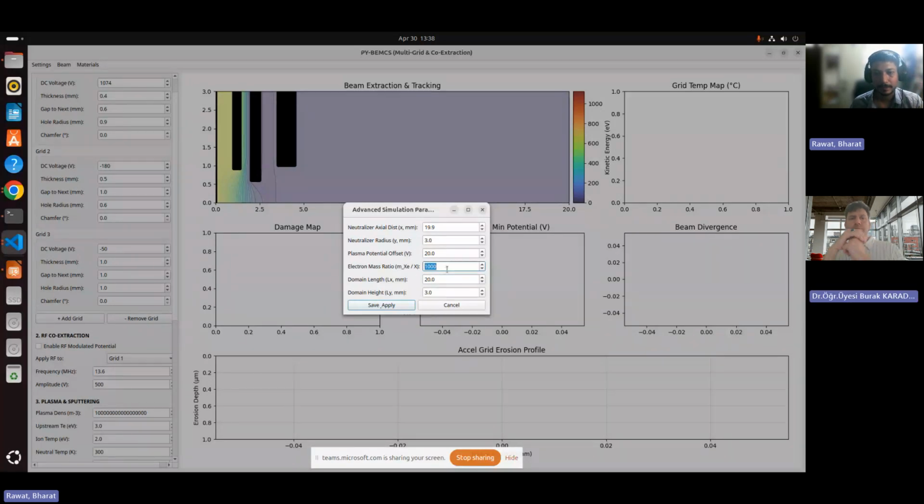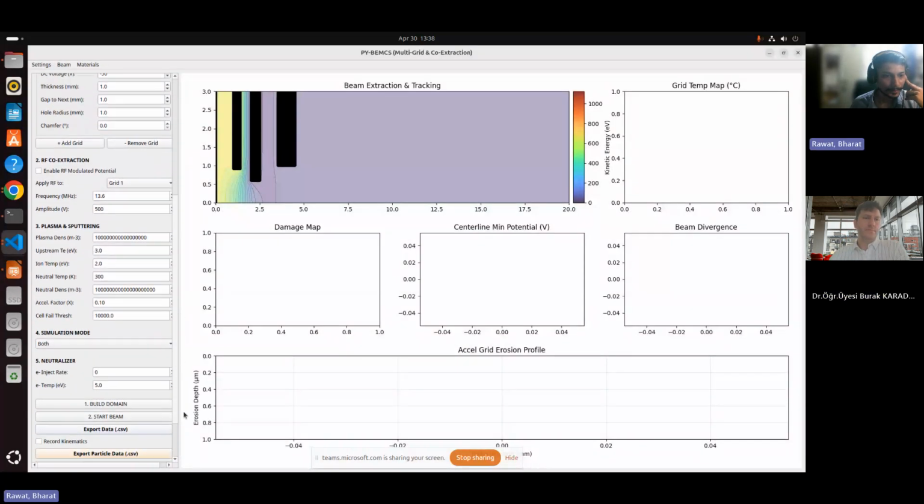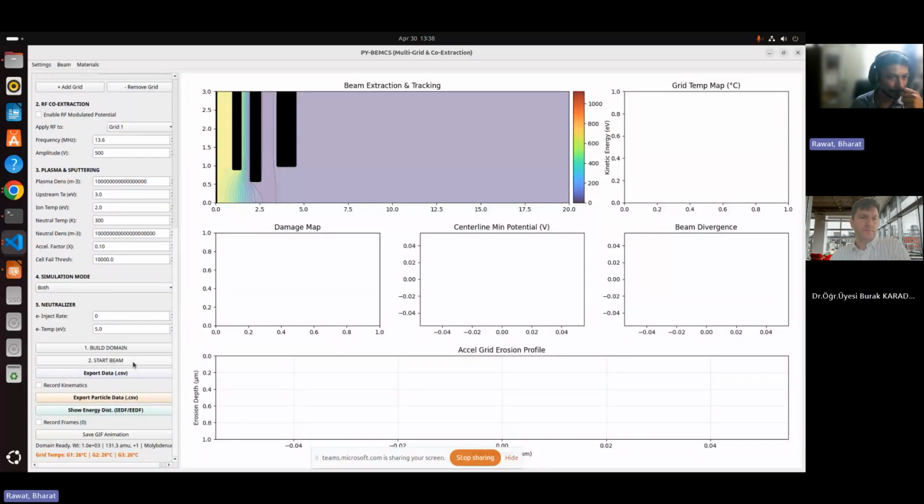So you can make it as realistic as you can. And then here you can define your domain dimension as well. And just to run the simulation, you can just start the beam. There are other features. So if you want to export the particle properties like velocity as a function of time, you can just record kinematics and start the domain.